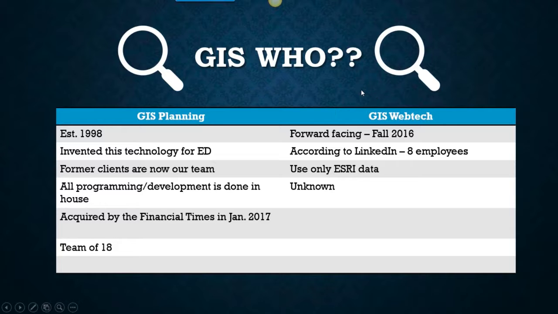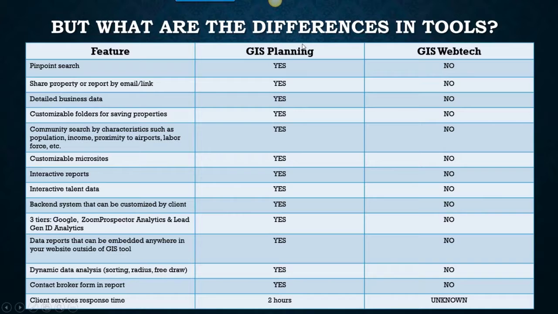And then, what are the differences in the tools? We listed some of the new cool things that are out there. First of all, the pinpoint search, which we highlighted earlier. That's the ability to set a pin on any location and get the data from that one pinpoint without having a site or building identified. Being able to share properties by emails or links, and detailed business data, which is that 6-digit NAICS code data search where it tells you the number of employees and estimated sales.